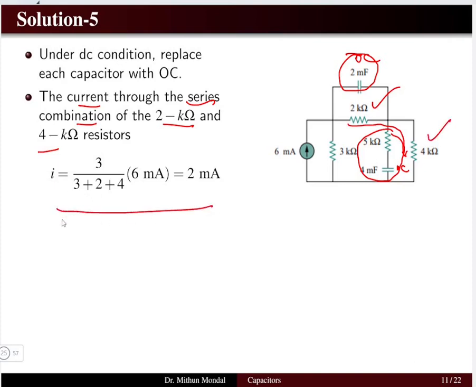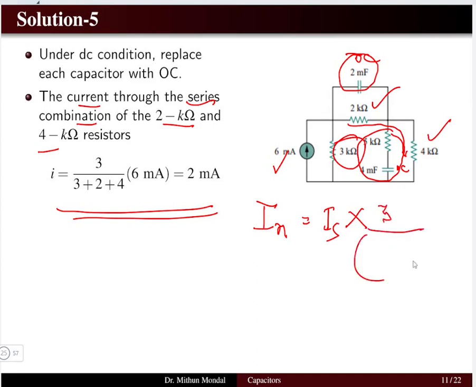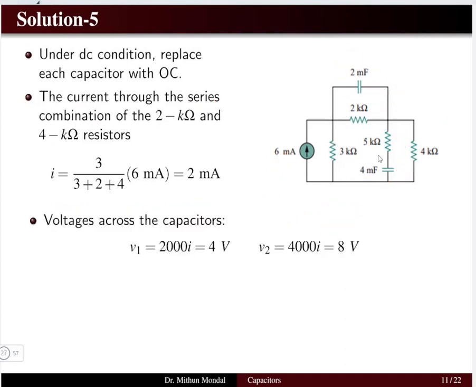So this we will be getting from the current division rule. So we know that the current which is flowing through the nth resistor is equal to the source current, which is equal to 6 milliampere, multiplied with the parallel combination of the others. So what is the parallel combination of that? That is 3 kilo ohm here. So that will come in the numerator, and on the denominator you will be having all the combinations. So I'm getting 2 milliampere as the current which is flowing through the series combination of 2 kilo ohms and 4 kilo ohms. Now after that we can determine the voltage V1 across the 2 millifarad capacitor and V2 across the 4 millifarad capacitor.